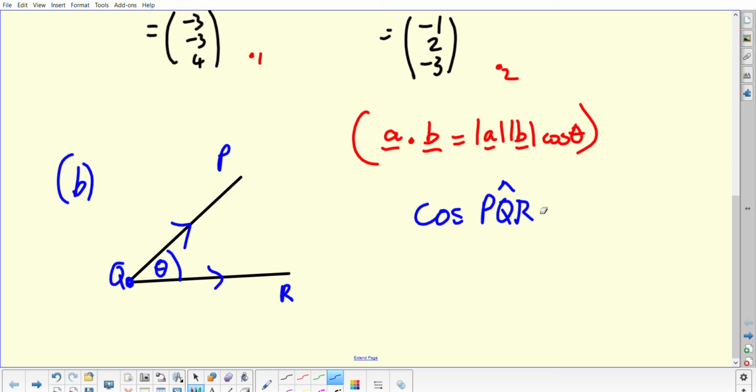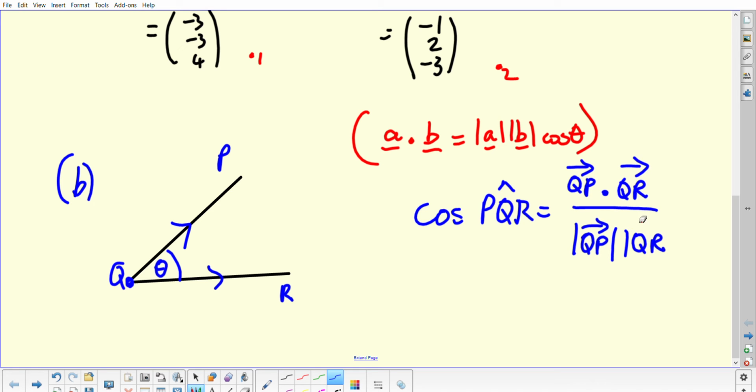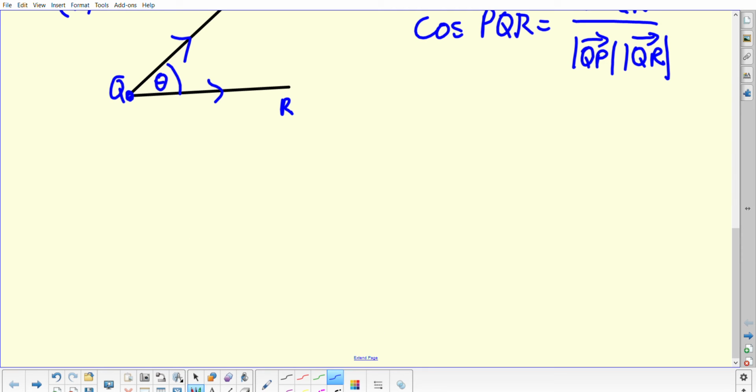If you haven't, you need to be writing down the angle, so cos PQR will be equal to the dot product of these 2 vectors that we've worked out, so Q to P dotted with Q to R, and that is all over the magnitude of each of these vectors. So that's what we're going to be subbing into, so you need to have that formula stated.